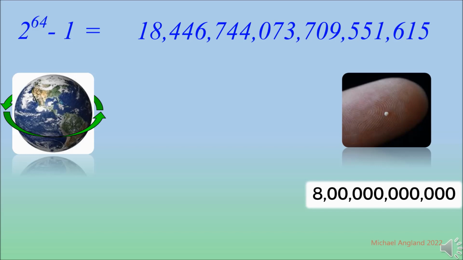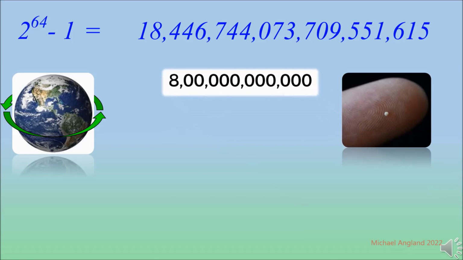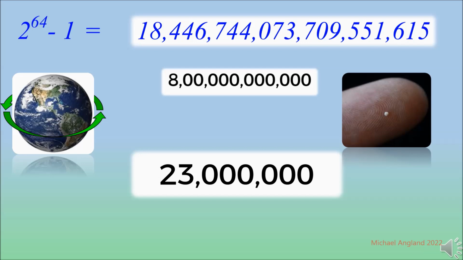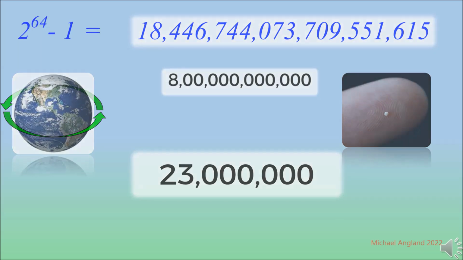And the last step here to show just how mammoth that number is at the top, beginning with 18, I'm going to divide that number by 800 billion. The answer is 23 million. What does it mean? It means that if we line up grains of sand to go around the entire equator, we could do it 23 million times before we reach that number at the top of 18 quintillion. That's how big that number is.